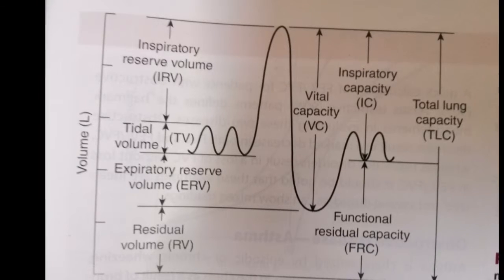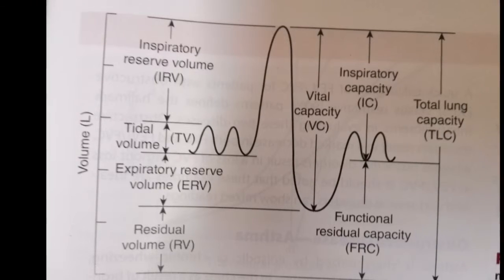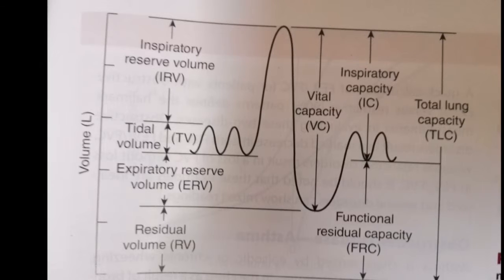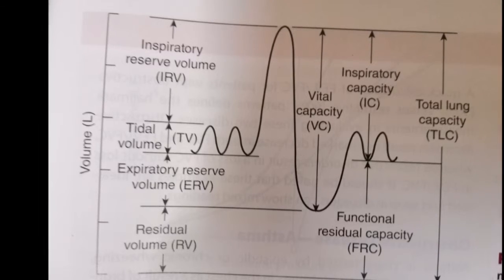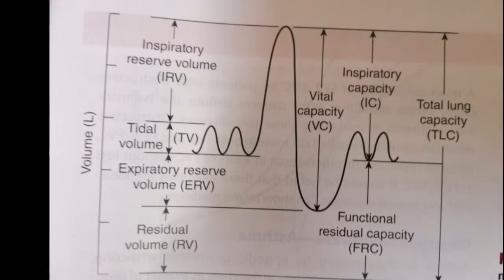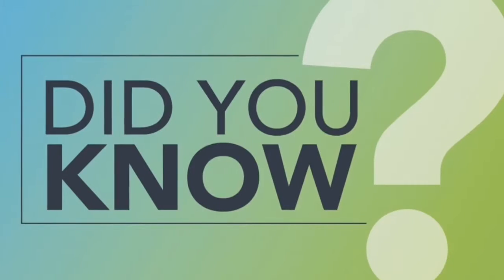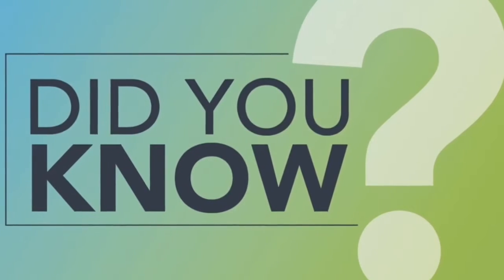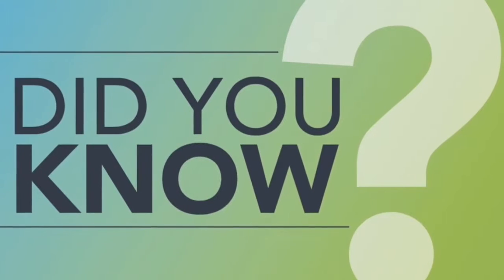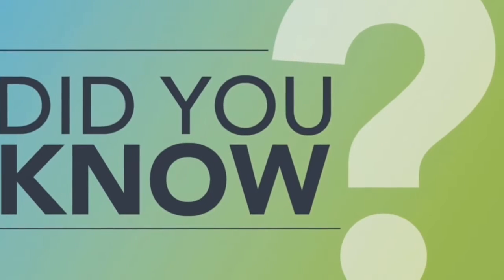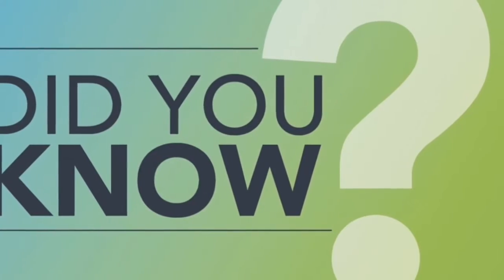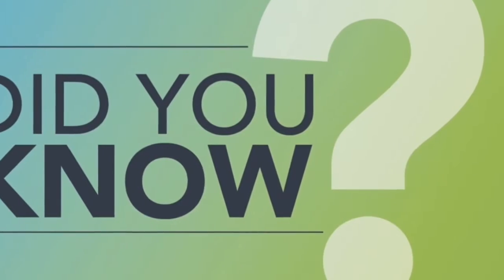And finally, the functional residual capacity, or the FRC. It is about 2,400 ml. It is the amount of air remaining in the lungs after a normal expiration. Did you know some of the air in the lungs does not participate in the gas exchange? Such air is located in the anatomical dead space within bronchi and bronchioles, that is, outside the alveoli.